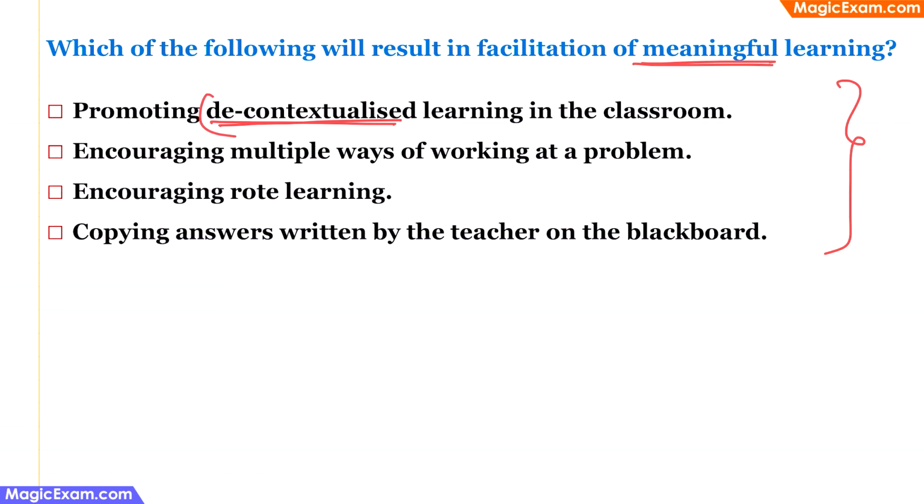So if you decontextualize it, then it cannot be meaningful learning. Therefore, all learning should be contextual. Therefore, this is incorrect because of the decontextualizing aspect. Next one, encouraging multiple ways of working at a problem. This is absolutely correct, and this is the answer to this question as well, because if you encourage the students to think in different ways and try to solve the same problem in different ways that they can understand, then you are also encouraging their problem solving abilities. You are encouraging their creativity. Therefore, encouraging multiple ways of working at a problem is absolutely correct, and this leads to meaningful learning.